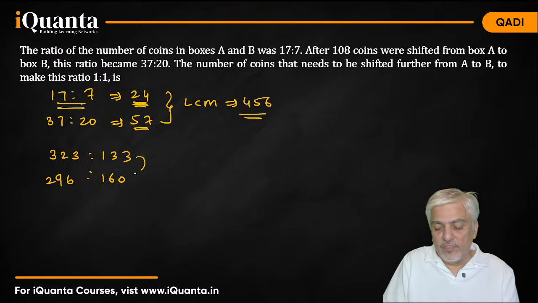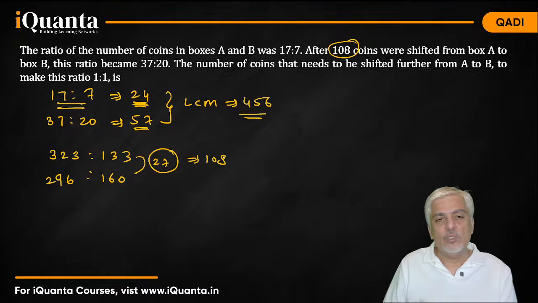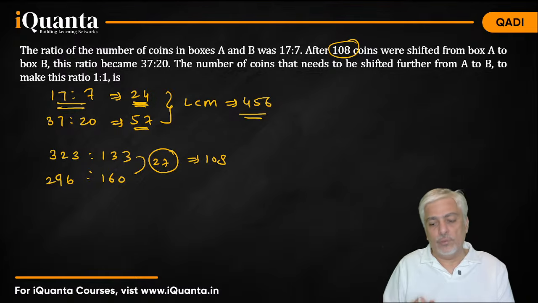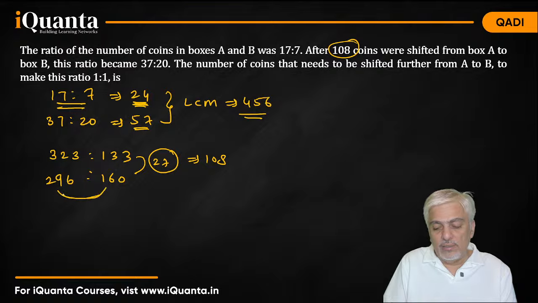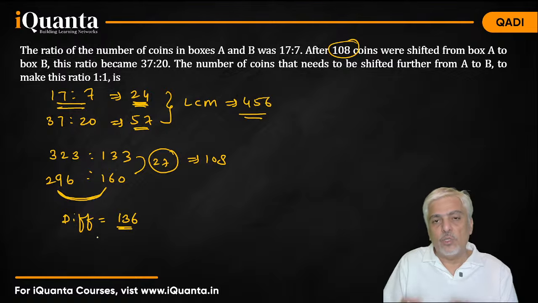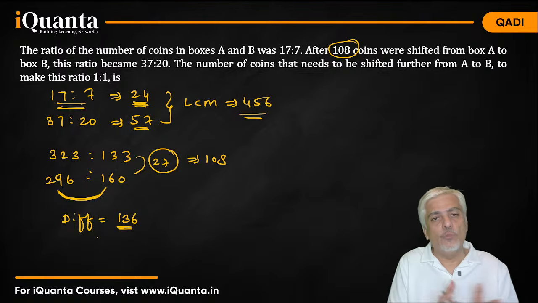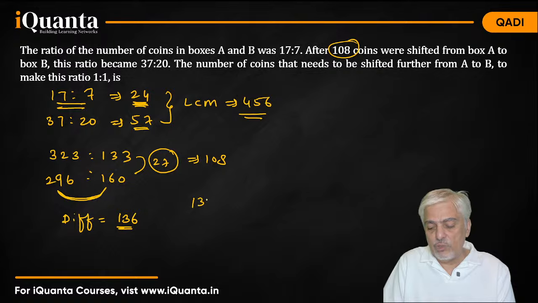Now the difference over here is only 27, but the real difference was given as 108, which is 4 times. So whatever answer I get, I will multiply by 4. Now here we want to make them 1:1, so more coins have to be transferred. Right now the difference is 136. If I transfer half of 136, both of them will become equal. So I have to transfer half of 136, but I also have to make it 4 times. So multiply by 4. Answer is 272.